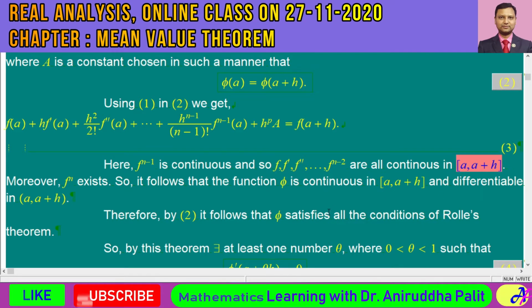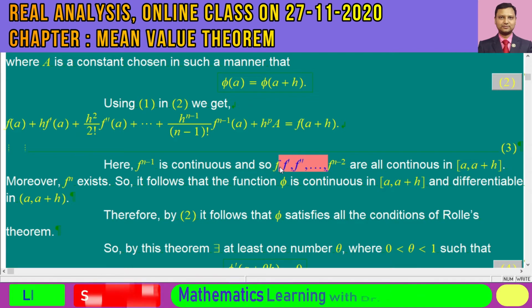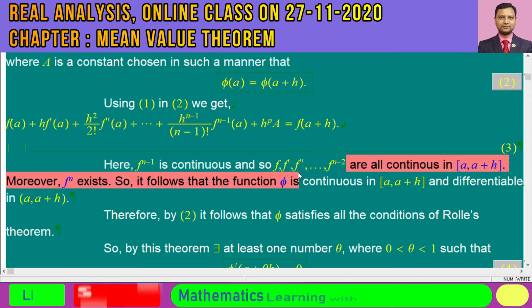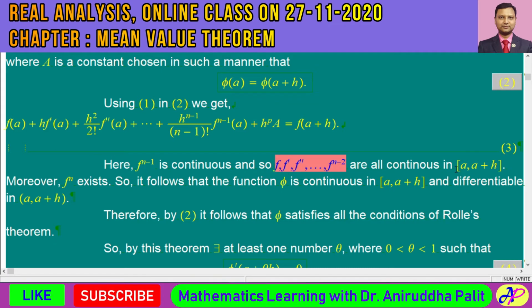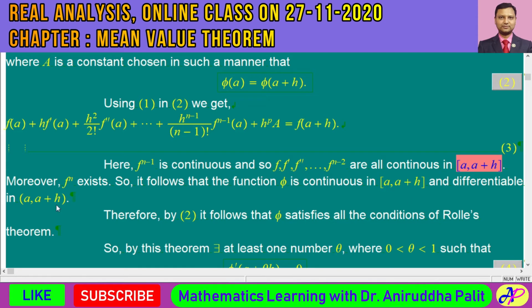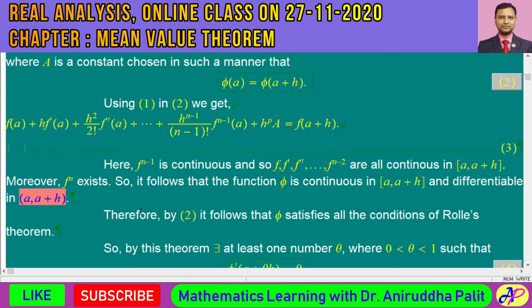Again, I am saying that this f^(n-1) is given to be continuous, therefore its previous order derivative would be a differentiable function, and all these previous lower order derivatives would also be differentiable. Because they are differentiable, they must be continuous in the closed interval a comma a plus h, along with the fact that they should also be differentiable in the open interval a comma a plus h.